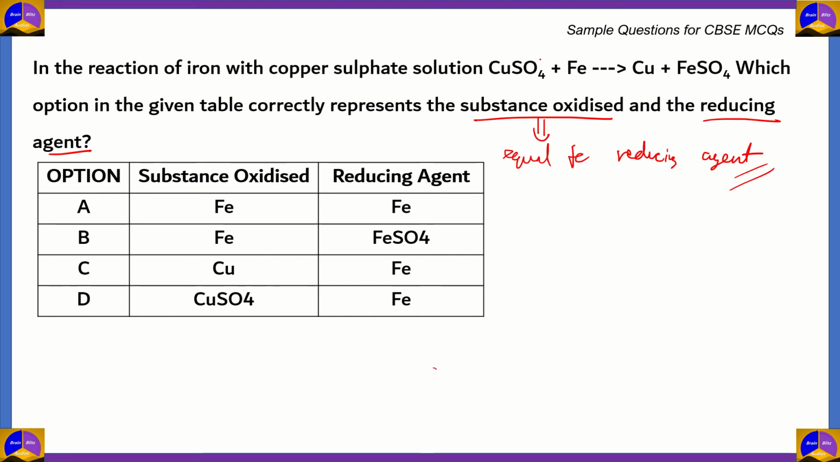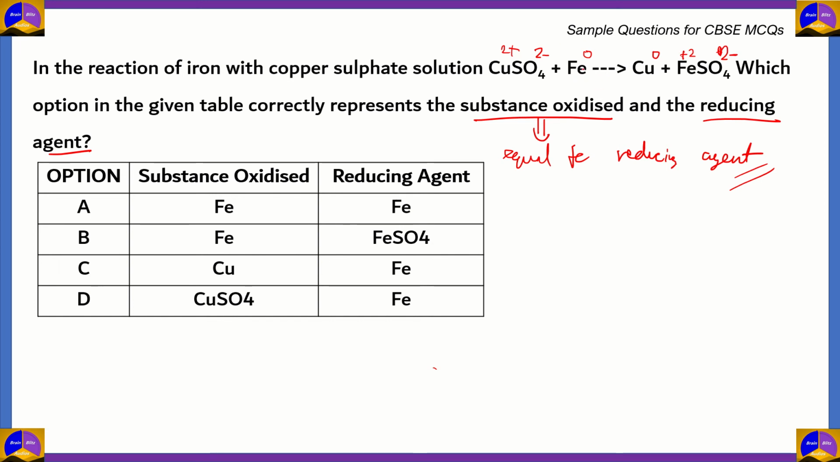In CuSO4, the SO4 ion always has a charge of -2, so copper has a charge of +2. On the right hand side, copper has a charge of 0 because it's an atom. On the left hand side, iron has a charge of 0 because it's an atom. And on the right hand side, it has a charge of +2 because now it is combined with SO4 2-. So as you can see, copper, which was 2+, has gone to 0, so it gained some electrons. That means it is not the substance that's oxidized, it's the substance that is reduced.